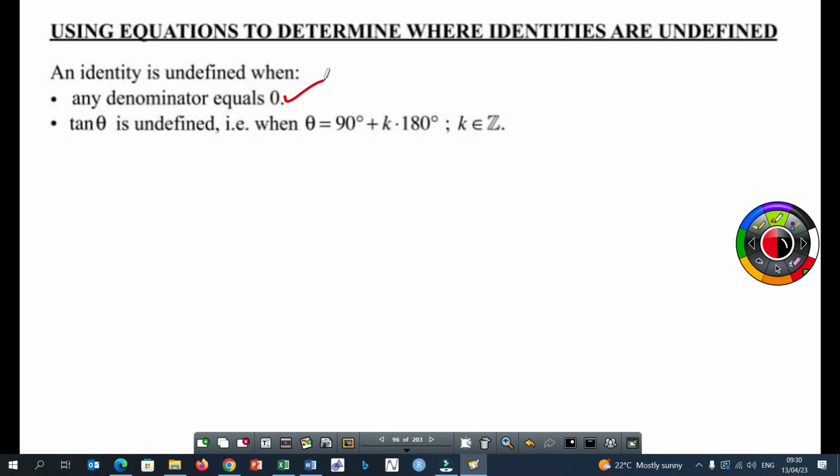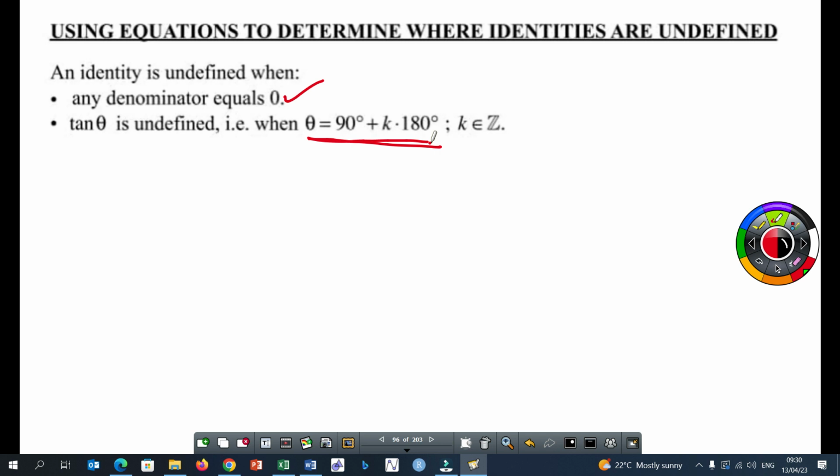All right? So your solution will always be when theta is your denominator, or in this case here, the tan can also be part of a numerator. Not only the denominator. As long as it's there, whether it's a numerator or denominator, your identity will also be undefined for theta equal to 90 plus k times 180 degrees. So this is like a general solution now, but it's only for cases where the identity has tan.